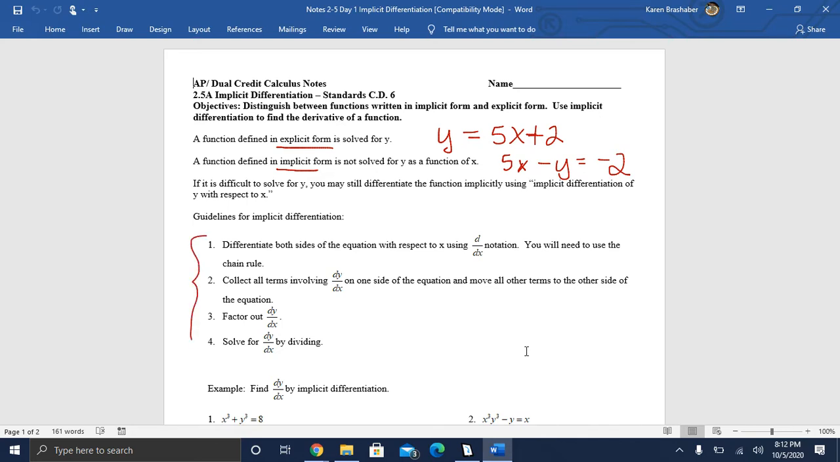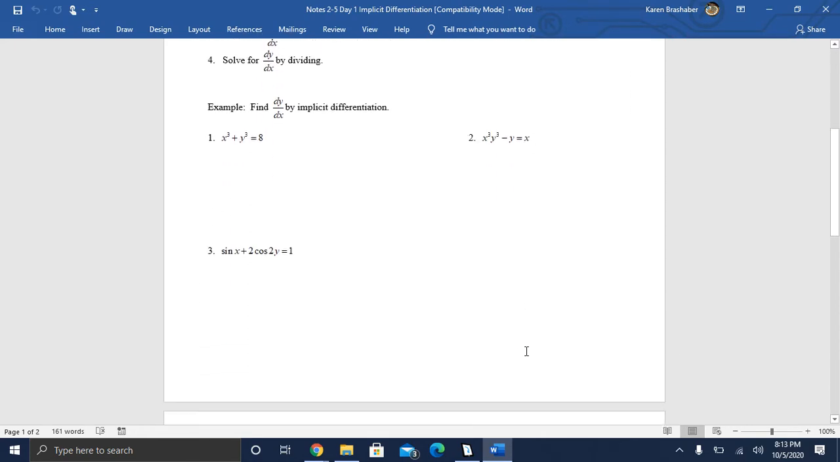So I've given you some guidelines. One thing that is important is that you use the d dx notation, because you're going to be doing the derivative with respect to x. And the chain rule is involved because anytime that we do a derivative of a y, we will have a term called dy dx. And that actually is going to be the variable that we'll be solving for. So I'll scroll up and we'll work on our first two examples at the bottom of your page.